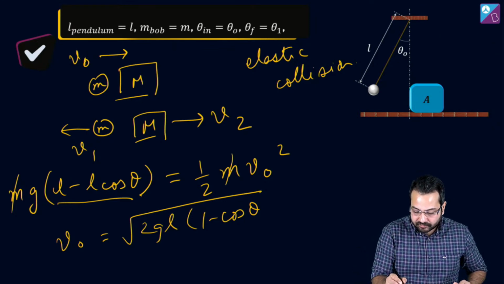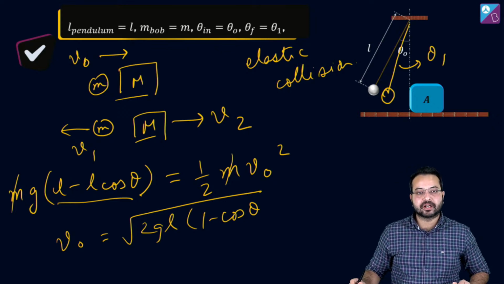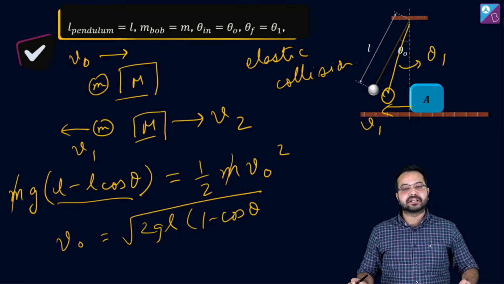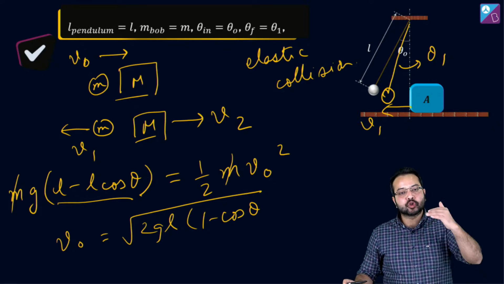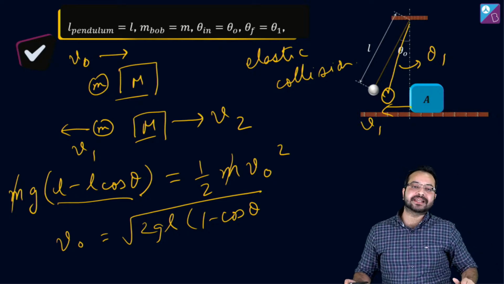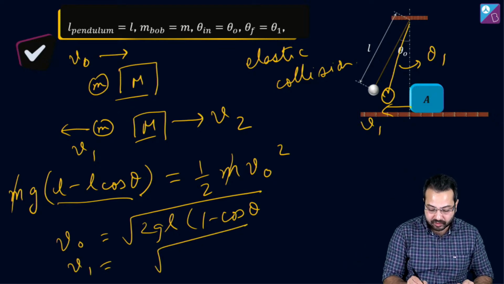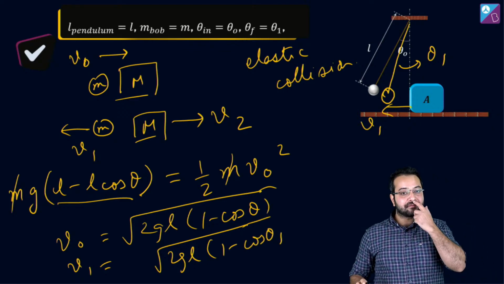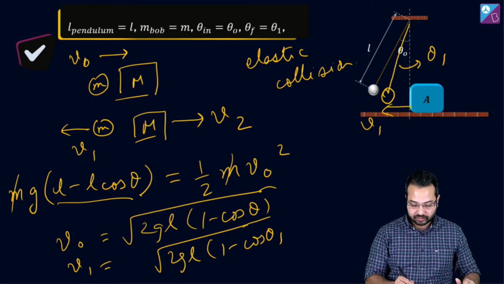Now if that is clear, then after collision, when it comes up to an angle of theta 1, let's say it has a velocity v1. Again we can conserve mechanical energy, and exactly the same logic is going to be applied. The height is going to be raised by L minus L cos theta 1. So V1 is going to become the square root of 2gL into (1 minus cos theta 1). Do you agree? So we have found out V0 and we have found out V1.